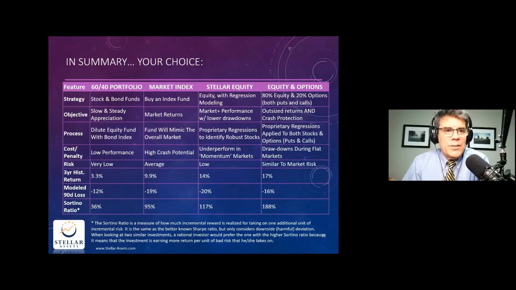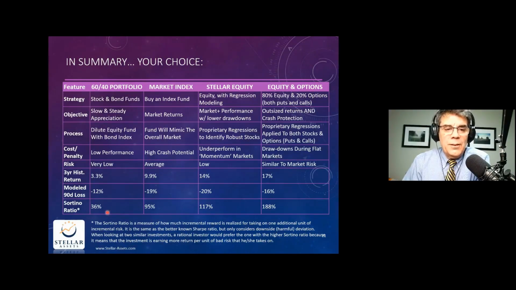All right, we're getting down towards the end here. To summarize, we've got 4 different options that I think you might consider. A 60/40 portfolio, which essentially dilutes your equity, but also dilutes the ups and downs you saw on the previous page. Low return, at least using the data from the last 3 years. The modeled 90-day loss is not bad at only 12% loss.